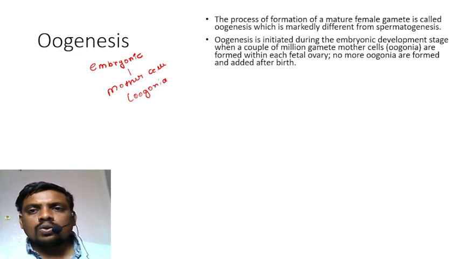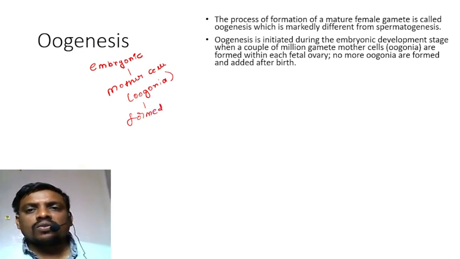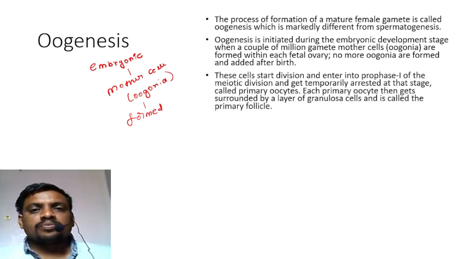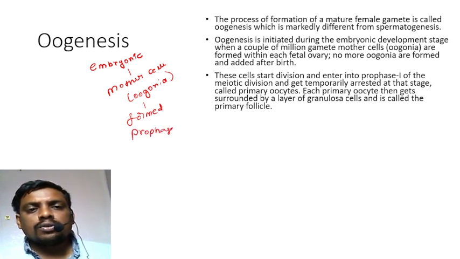Oogonia are formed within each fetal ovary. No more oogonia are formed after birth. These cells start dividing and enter prophase 1 of the meiotic cell division, and get temporarily arrested at this stage, called the primary oocyte.